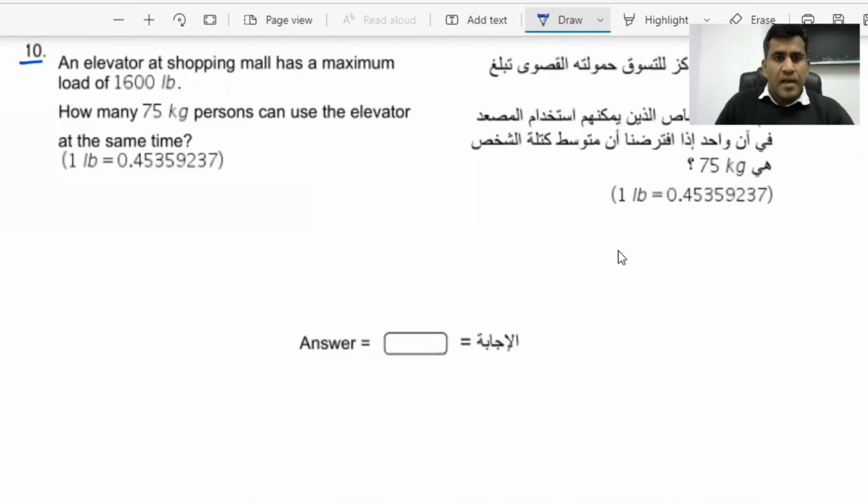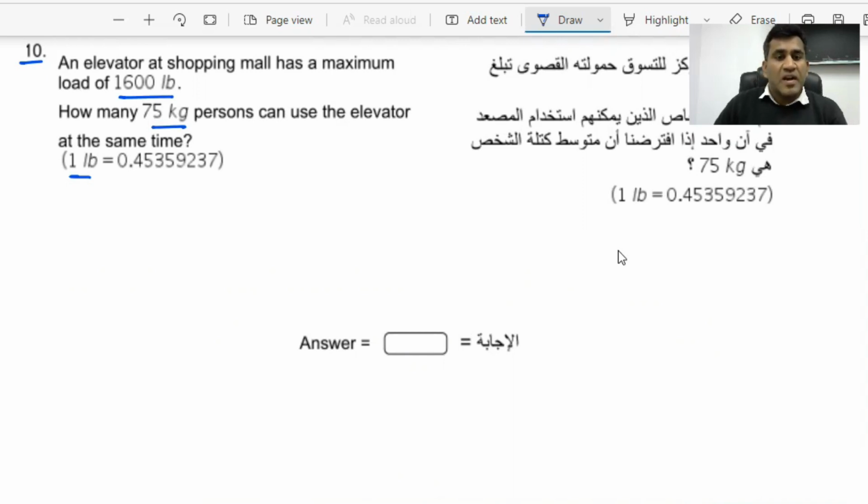Question number 10 is, an elevator at a shopping mall has a maximum load of 1600 pounds. LB, we say it as pound again. How many 75 kg persons can use the elevator at the same time? And they have also given us the unit conversion. So 1 pound is equal to 0.45359237 kg. So we just need to calculate how many kgs this 1600 lb represents, because they are asking us how many 75 kg persons can use the elevator at the same time.